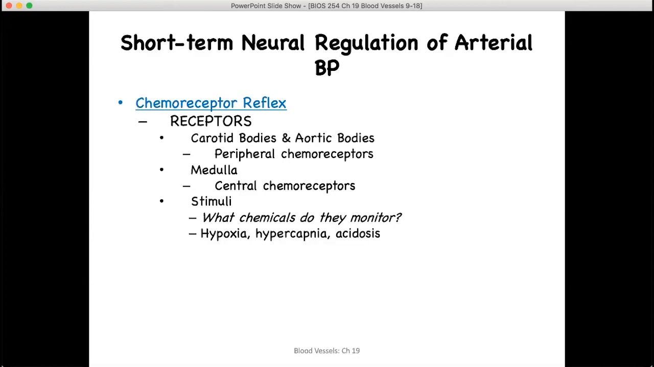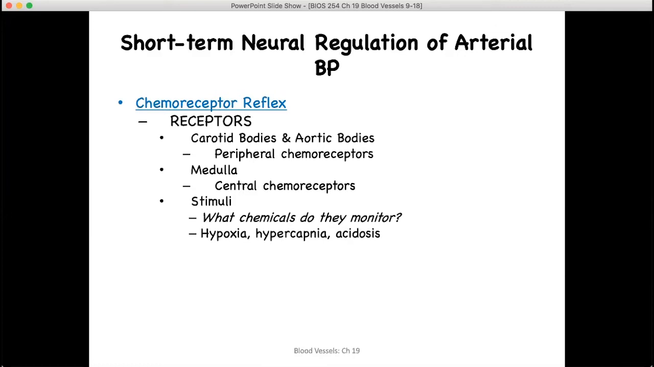These will be some new terms for you. Hypoxia is low levels of oxygen in the arteries. Hypercapnia is elevated carbon dioxide levels in the blood. And acidosis is decreased pH when it drops below 7.35.